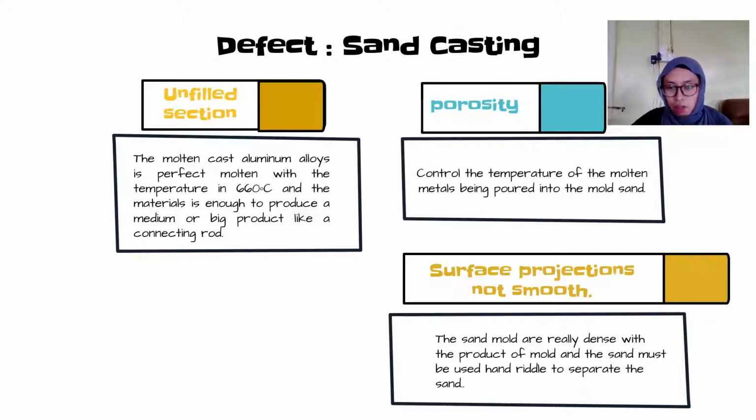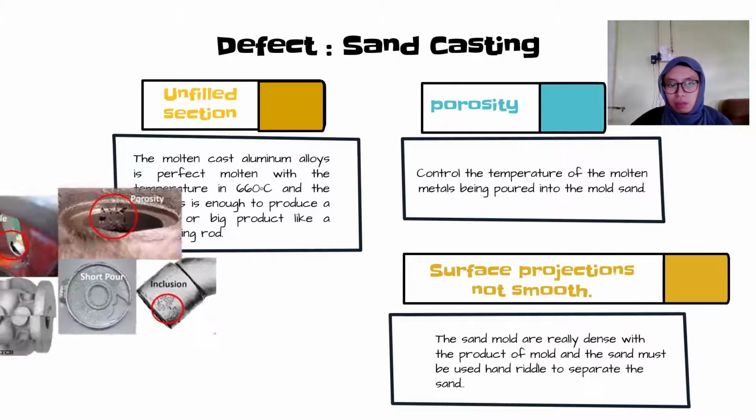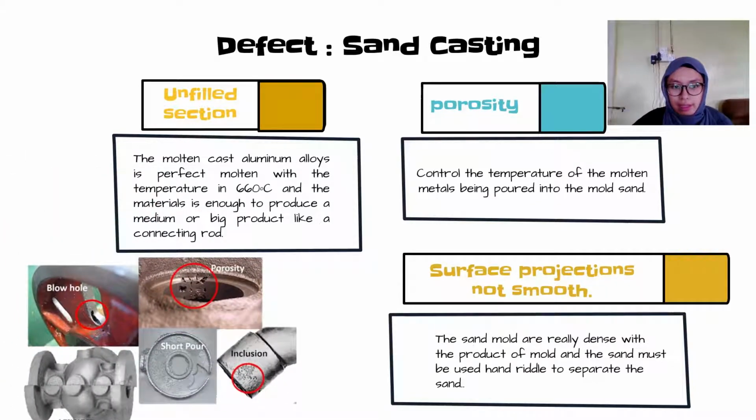Then, surface projections that are not smooth are another defect in sand casting. This is caused by interior sand mold erosion, because the sand mold is not dense or may have something inside it. We can reduce this defect by making the sand mold really dense with the product mold, and the sand must be sifted by hand whittle to separate the sand from other things such as small stones. This is an example of a defect in sand casting.